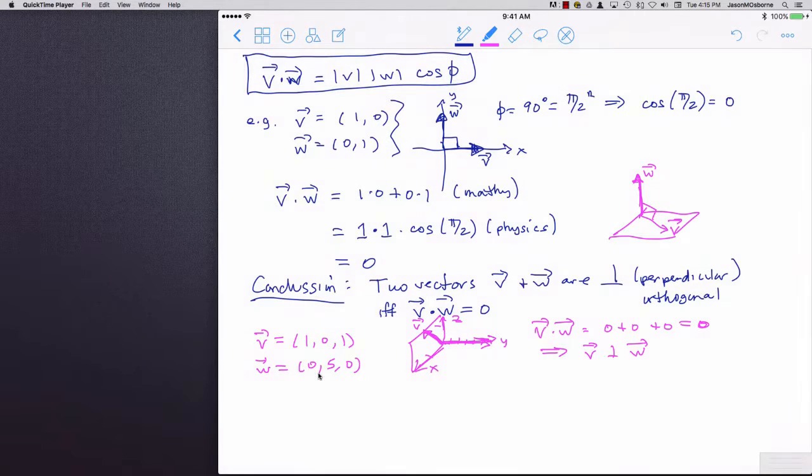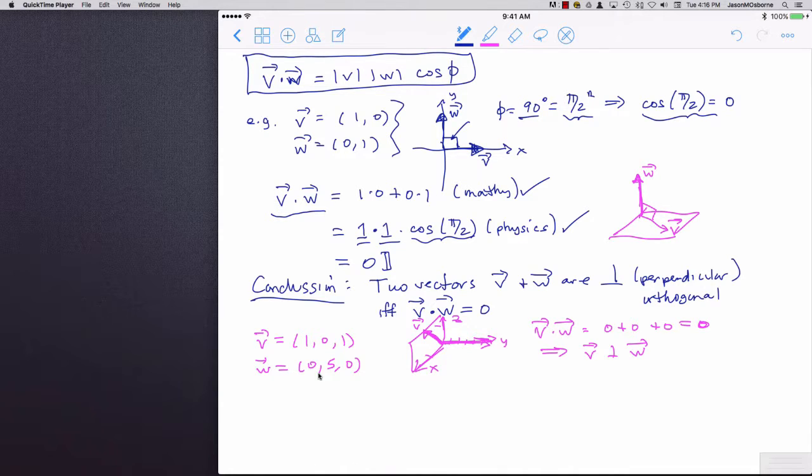And you know, graphically, you can see that these vectors are in fact perpendicular to each other. So that means that the angle between them is 90 degrees, or pi over 2 radians. You know that the cosine then of pi over 2 is 0. And therefore, if you compute the dot product of these two vectors, v dotted with w is 1 times 0 plus 0 times 1. That's the mathy definition. But if you compute it using the physics definition, that the magnitude of the vector v is 1, the magnitude of the vector w is 1, compute the cosine of the angle between them, that's the physics definition, both answers will in fact give you 0.